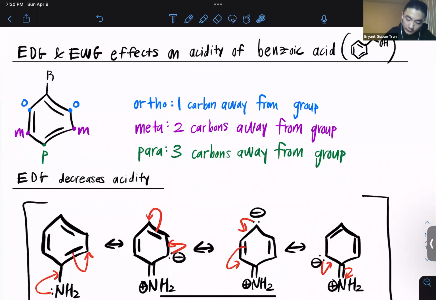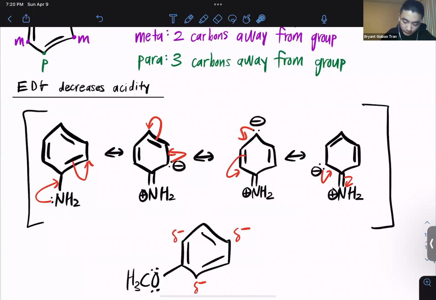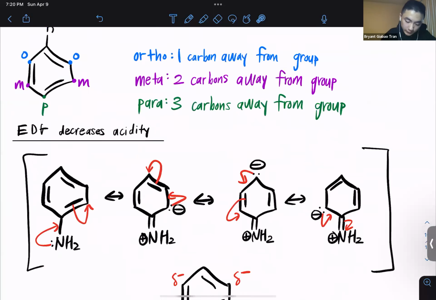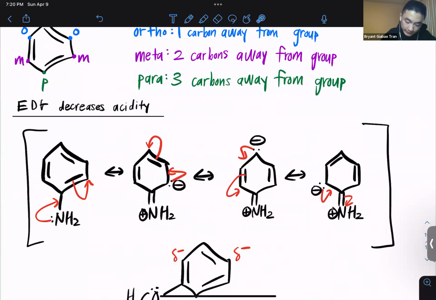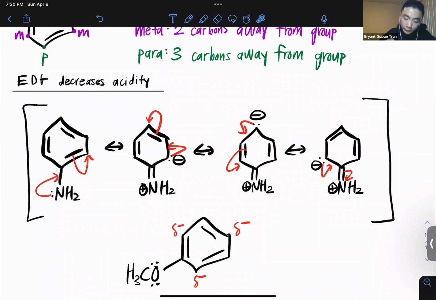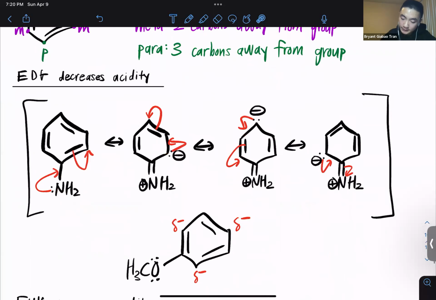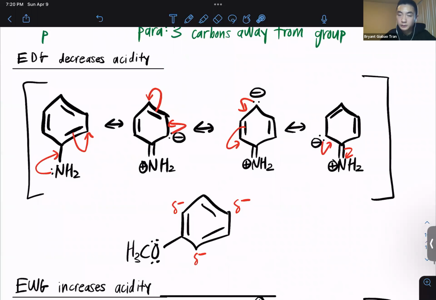So let's go over some terms here. If we have a group, the ortho position of that group is 1 carbon away. The meta position of that group is 2 carbons away. And the para position of that group is 3 carbons away. So if you add an electron donating group to benzoic acid, it would decrease the acidity because it would donate electrons into the system, which makes the system not as delocalized, making it less stable.